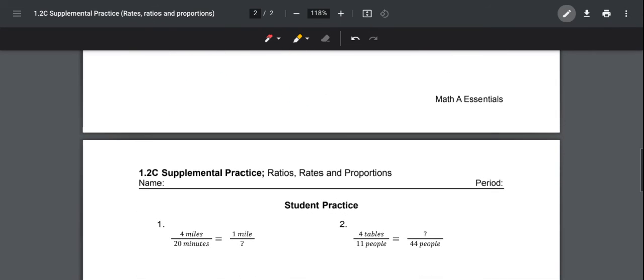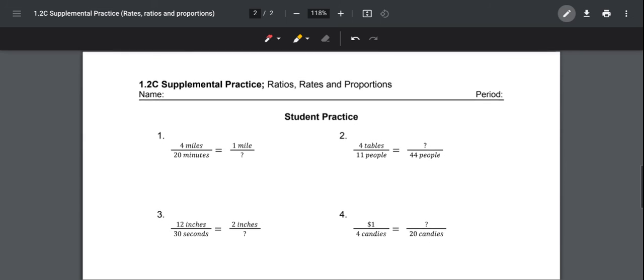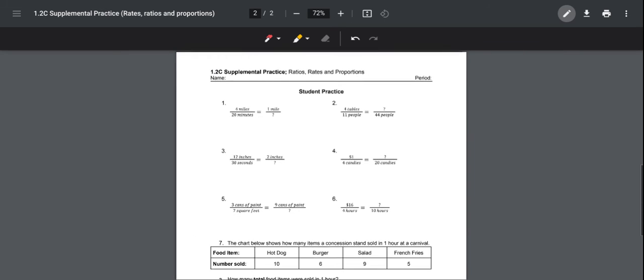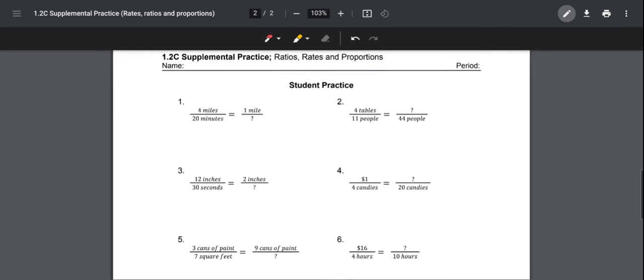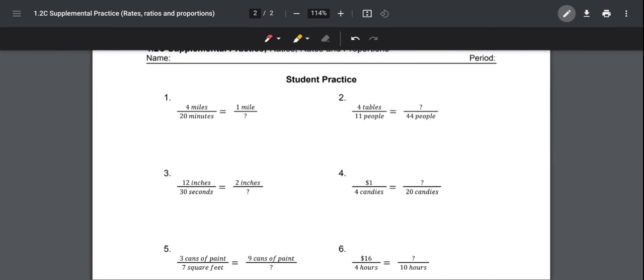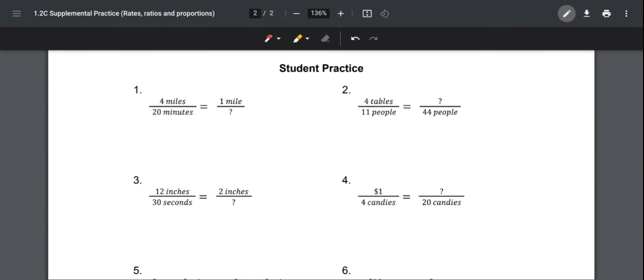On the next page you'll see some practice, and this is your homework. I'll go ahead and start you guys on number 1. It says that for 4 miles of travel it takes 20 minutes. For 1 mile of travel, how many minutes would that take? 4 divided by 4 is 1. So if you take 20 and divide it by 4, you get 5 minutes.